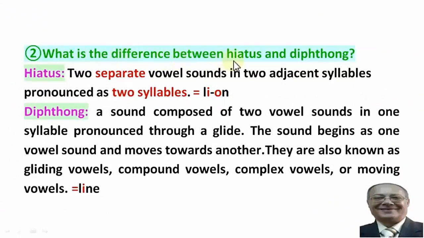What is the difference between hiatus and diphthong? Hiatus: two separate vowel sounds in two adjacent syllables pronounced as two syllables. Lying. Diphthong: a sound composed of two vowel sounds in one syllable, pronounced through a glide. The sound begins as one vowel sound and moves towards another. They are also known as gliding vowels, compound vowels, complex vowels, or moving vowels, like line.